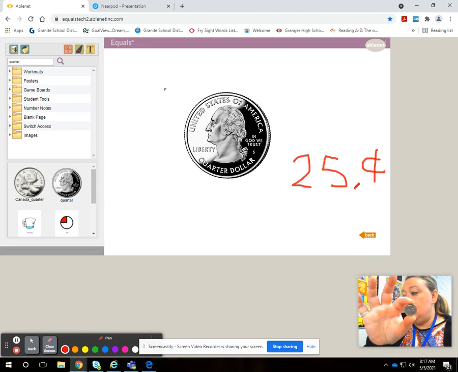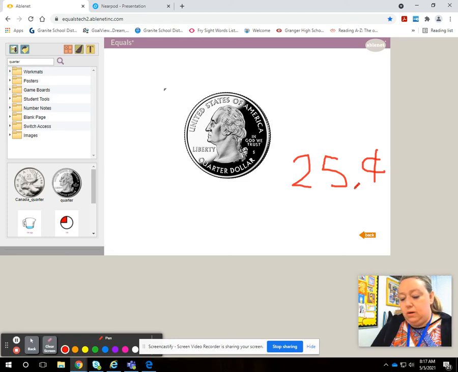Here's what the quarter looks like. It's quite a bit bigger than our penny, right? So bigger. On one side of the quarter, we have a guy's picture. This is George Washington. He was our very first president. So he's on this side of the coin. On the other side of the coin is an eagle, which is our national bird. Okay. So here's the quarter. Okay. And the quarter is worth 25 cents.